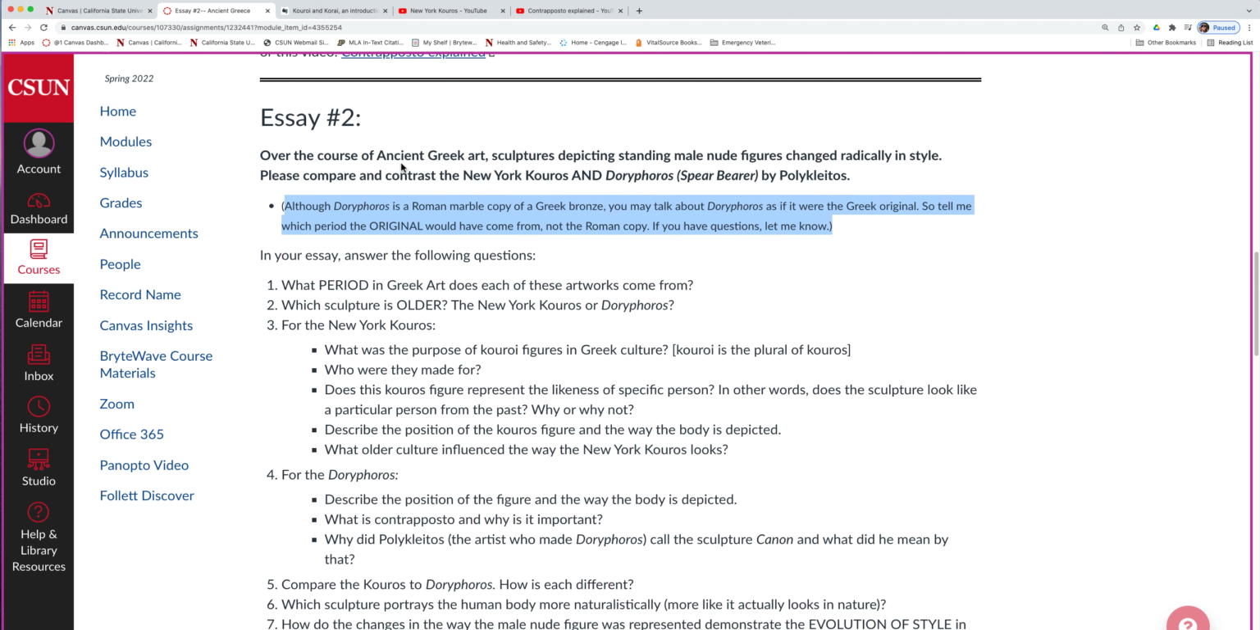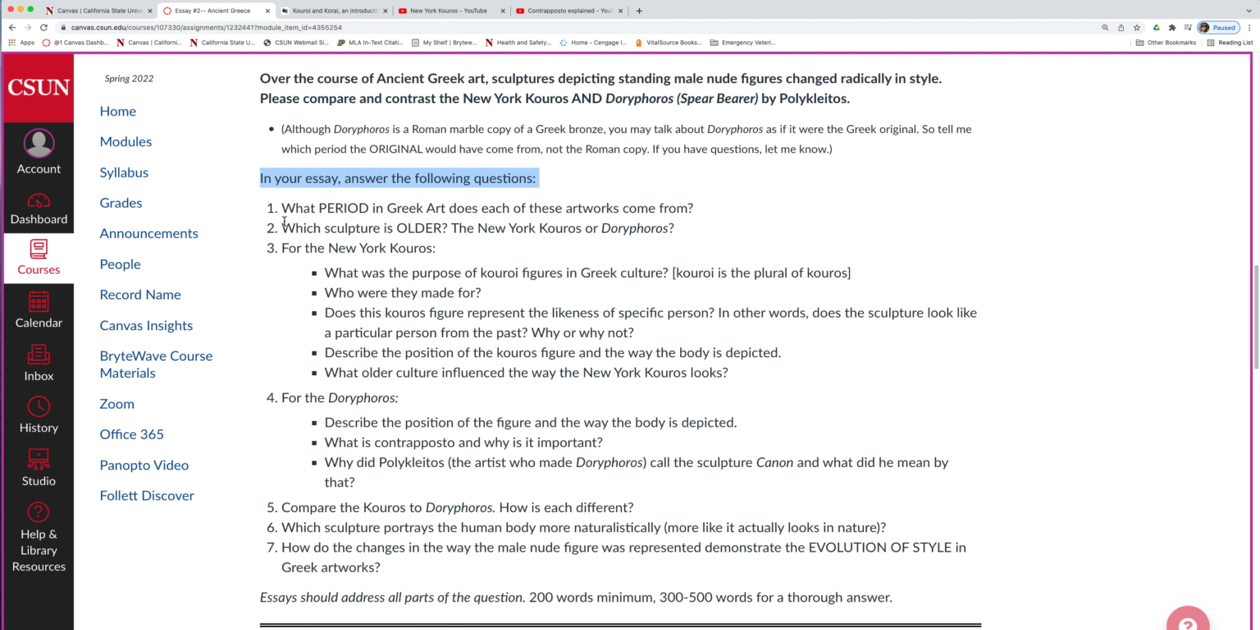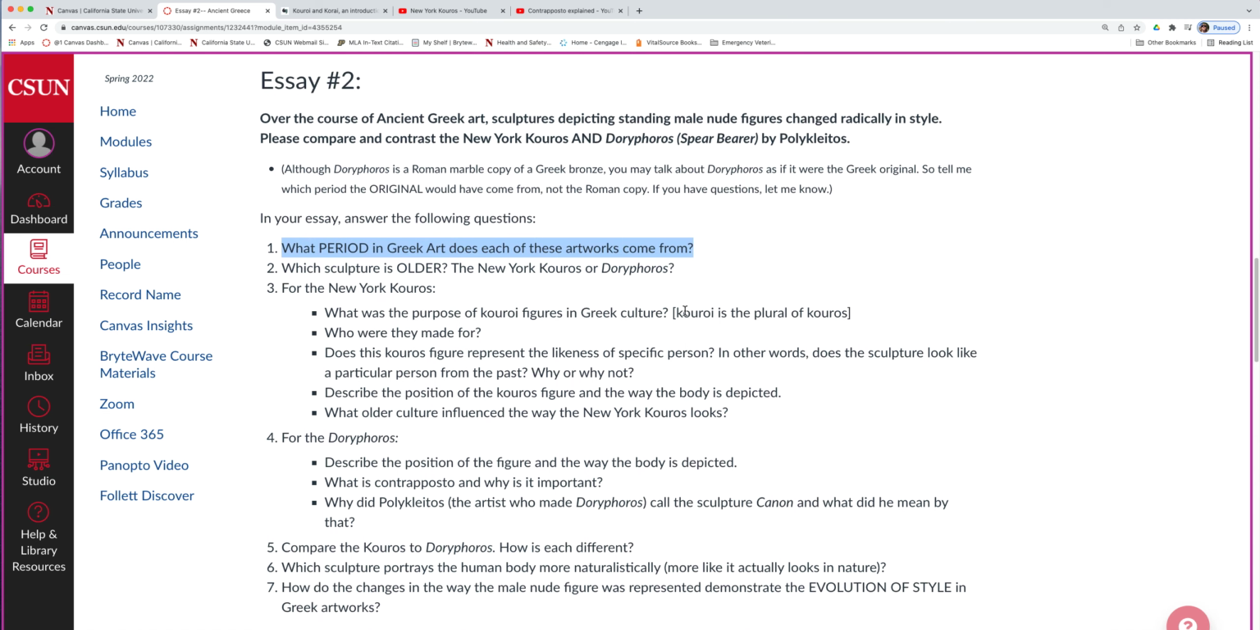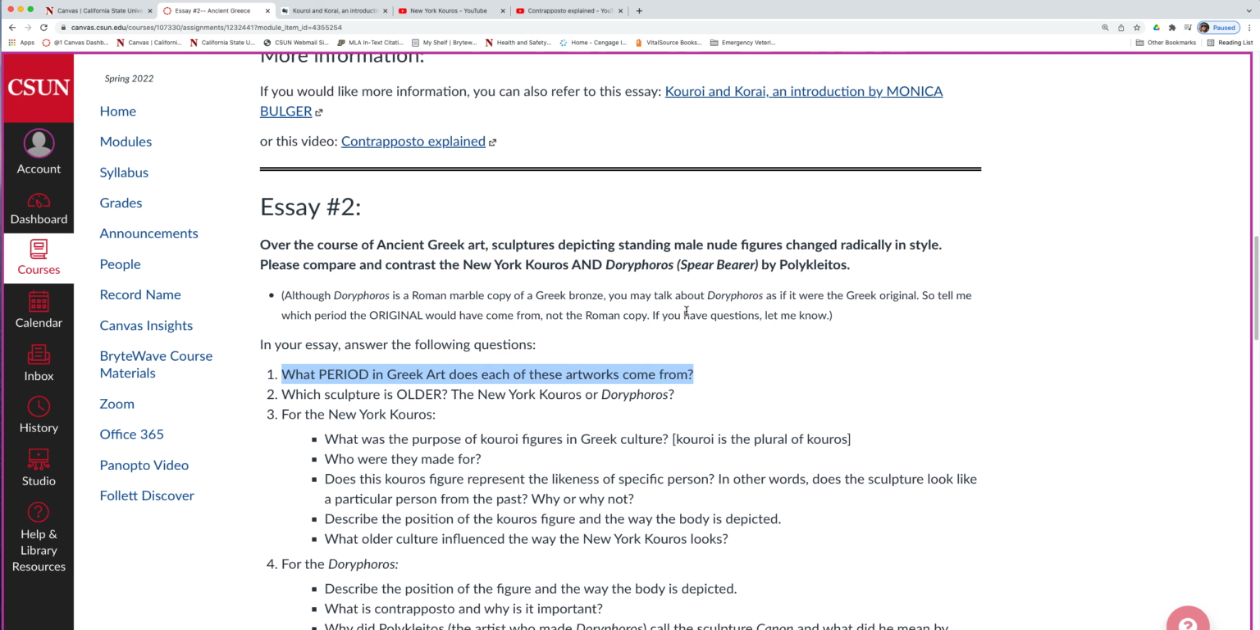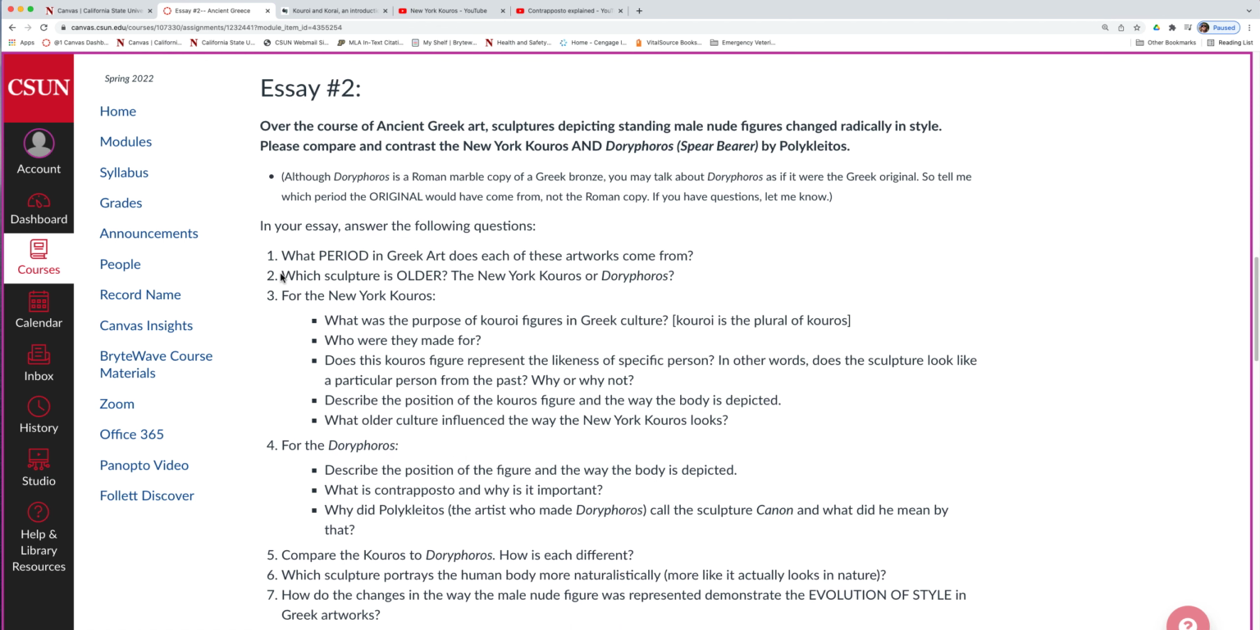All right, so the main prompt is you're going to compare and contrast the New York Choros and Doryphorus, and in your essay, address the following questions. So you're going to have to figure out what period in Greek art each of these artworks comes from. They do tell you that in the video, but you can also find it in the book or in the PDF lecture. Which sculpture is older? So is the New York Choros older or is Doryphorus older?